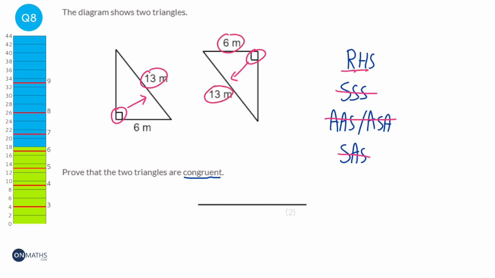And we have a different side that are all equal. So the proof here is RHS.